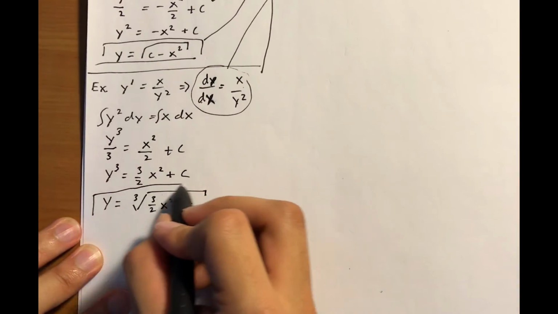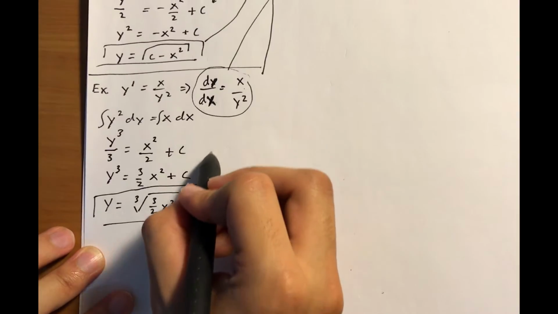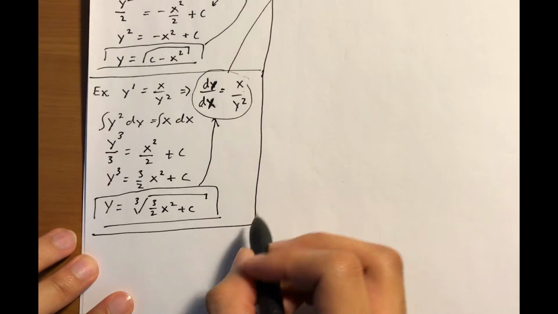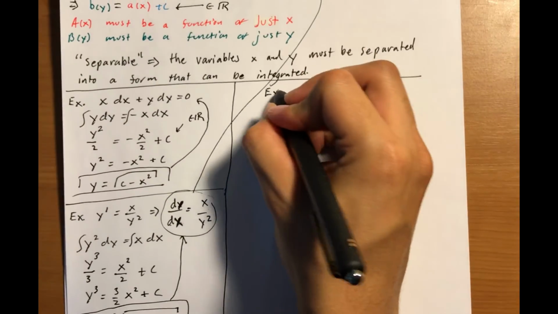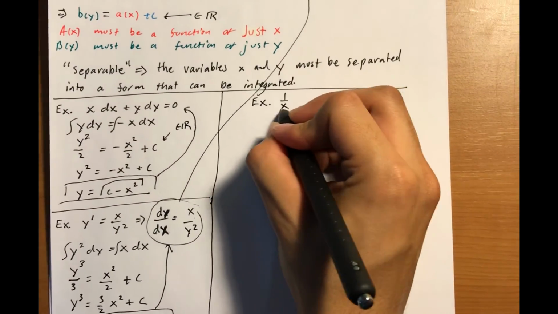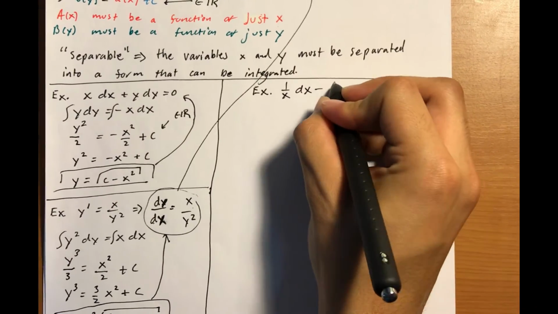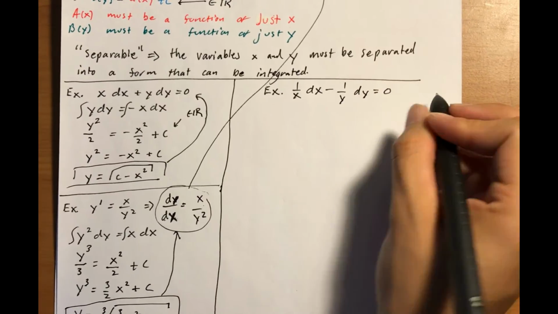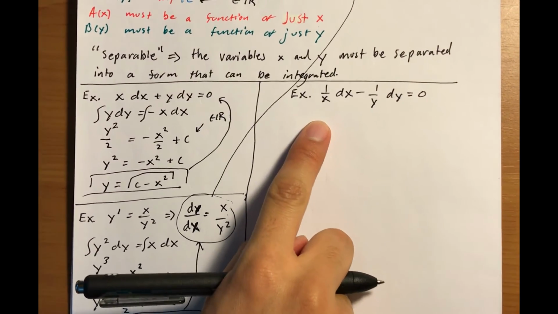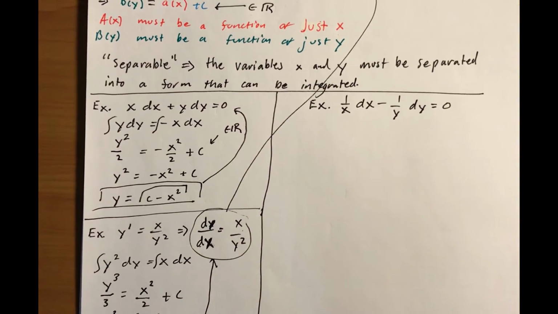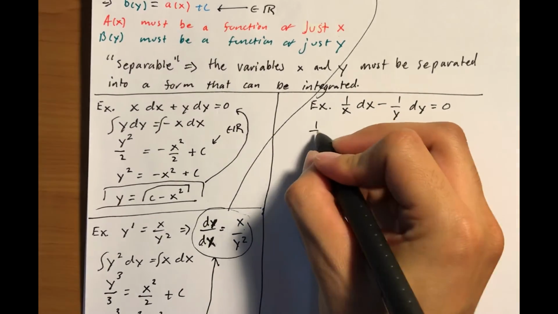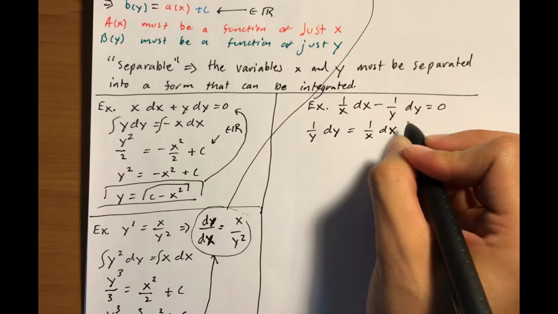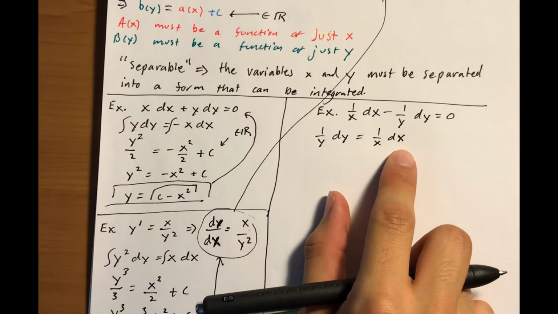So this right here is our general solution to the equation above. Alright, so another example over here. 1 over x dx minus 1 over y dy. As you can see, this is almost in standard form. All we have to do is add something to one side, and in the end we get 1 over y dy equals 1 over x dx.